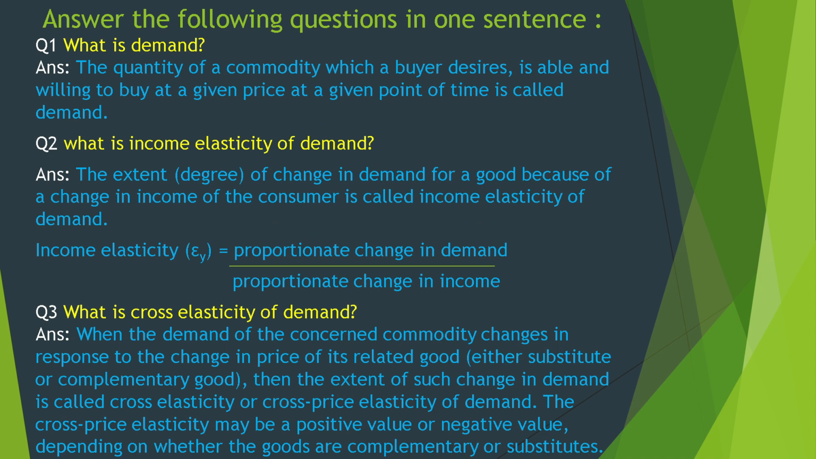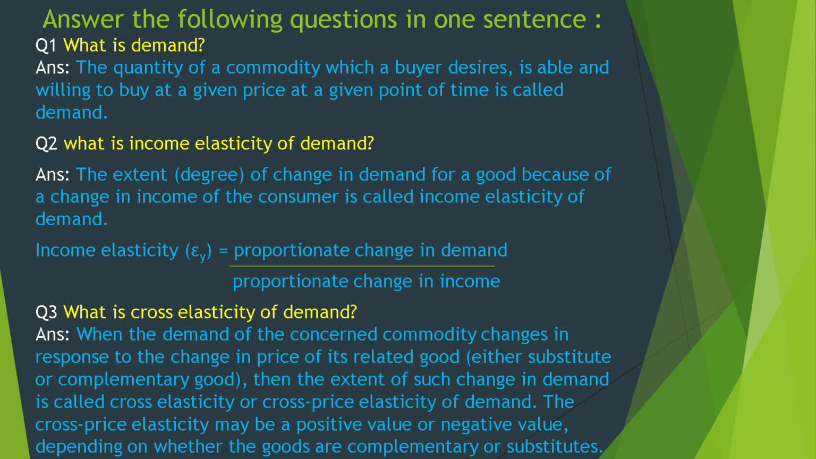What is demand? The quantity of a commodity which a buyer desires, is able and willing to buy at a given price at a given point of time is called demand. What is income elasticity of demand? The extent or degree of change in demand for a good because of a change in income of the consumer is called income elasticity of demand. Income elasticity, EY, equals proportionate change in demand divided by proportionate change in income.